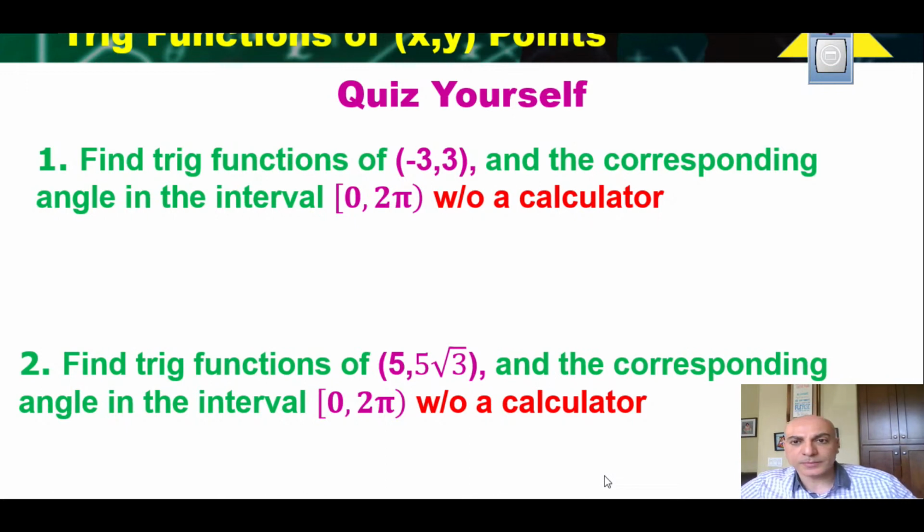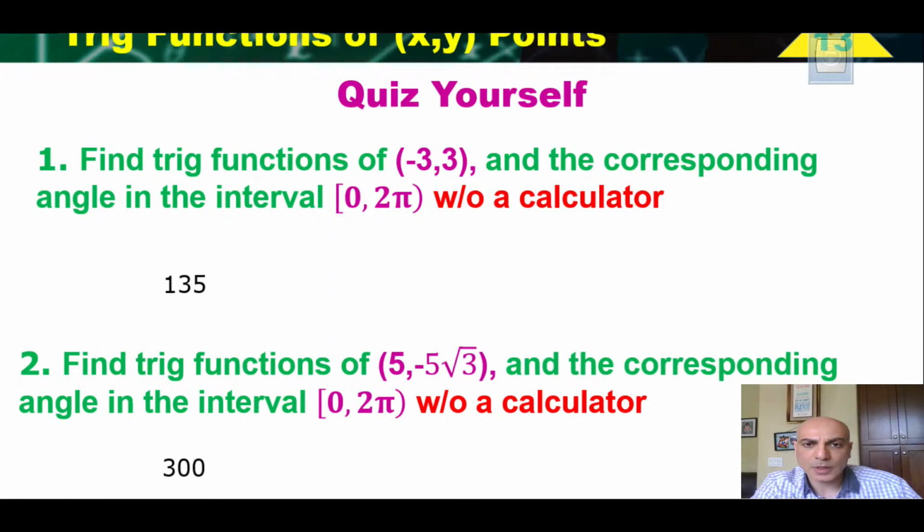Okay. Here's a quiz, as promised, always at the end. Find the trig functions of the point negative 3, 3. When you watch this again, pause and work it out, because I'm going to show you the answers. So just a few seconds for you to pause. And the answer should look like this. You got 135 and 300.